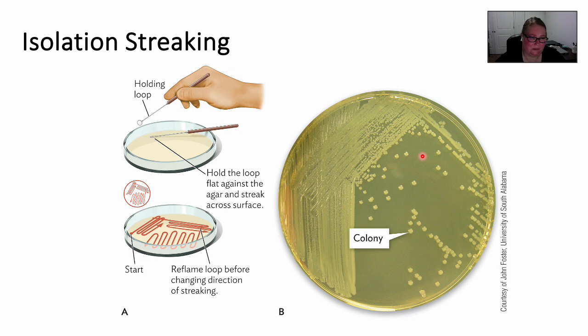Okay, and we need to reflame every time. We make sure it's sterile so we're not just dragging a bunch of bacteria around the plate, because if we don't flame it, we're not going to get this separation. So we're going to watch an animation about isolation streaking. Sometimes this is also called dilution streaking. We're going to call it isolation streaking.